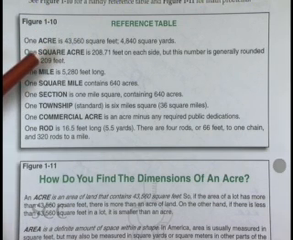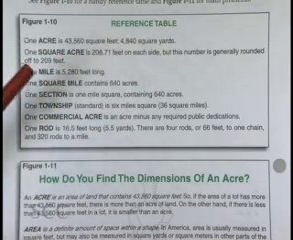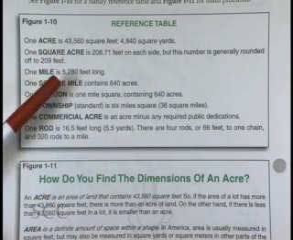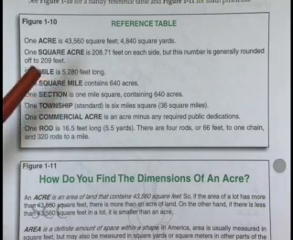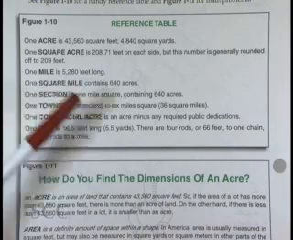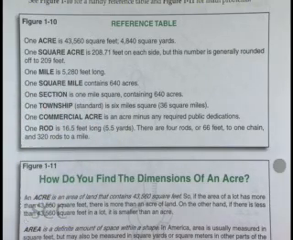You're also going to need to know how big a square acre is, which means length times width, and how long a mile is. A mile is 5,280 feet. That's a linear mile, that's distance. And then, of course, it goes down here. What is a square mile? What is a section? How big is a township? So on and so forth.